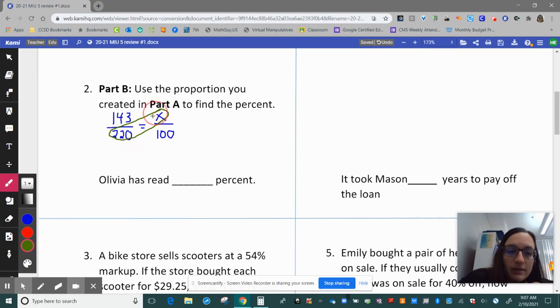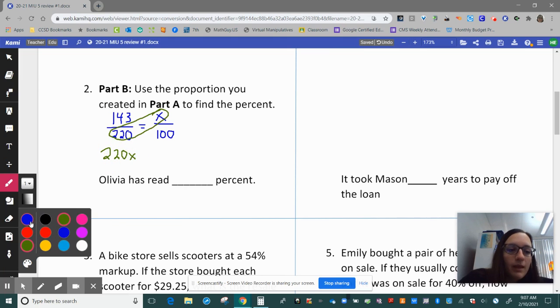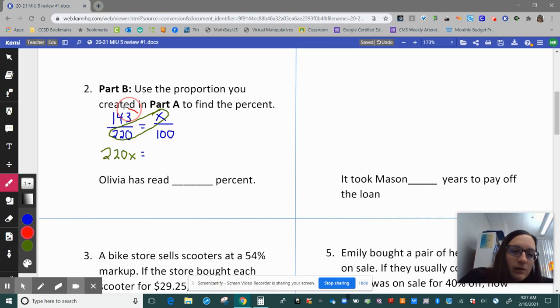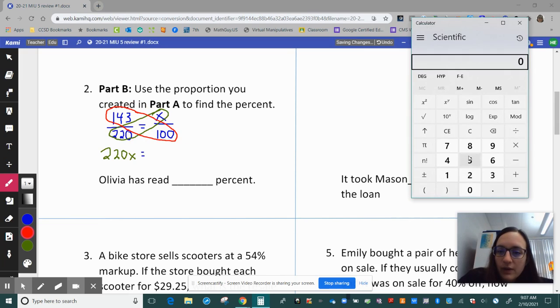So we're going to start here with 220 times x. When we multiply 220 times x, we just get 220x. Then we multiply our other diagonals. So if we multiply our other diagonals, we get 143 times 100. If we use our calculator here, we can type in 143 times 100, which gives us 14,300.